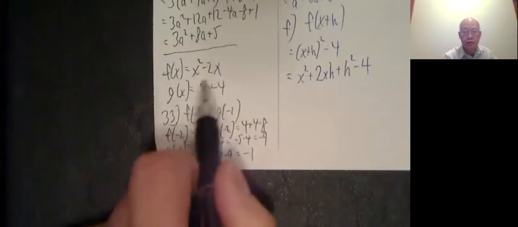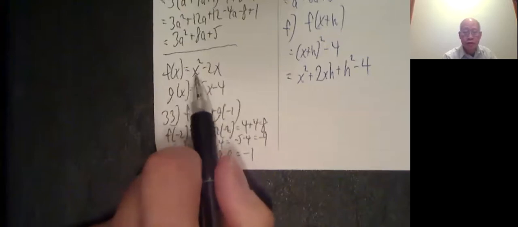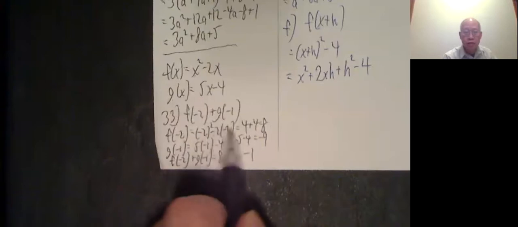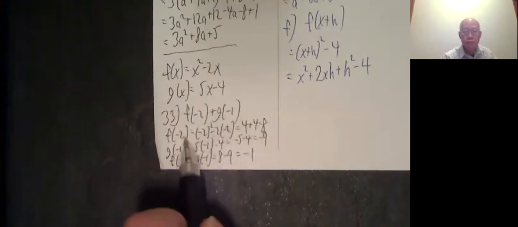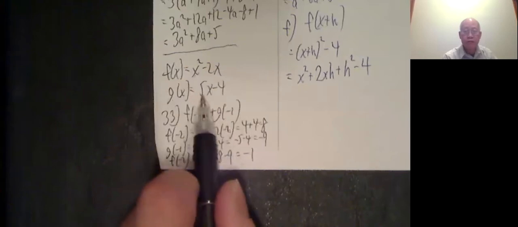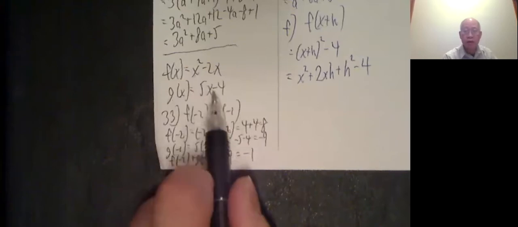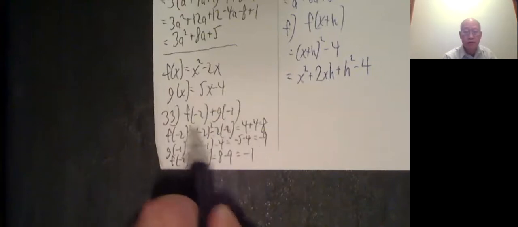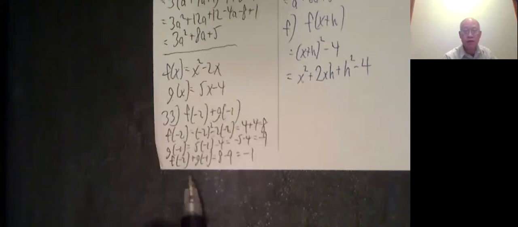So f of -2, put a -2 right there in parentheses, -2 squared minus 2 times -2. That's 4 plus 4 is 8. G of -1 means put a -1 right there. 5 times -1 is -5. Minus 4 is -9. Okay, so f of -2 plus g of -1 means just take this answer and this answer, put them together. So 8 minus 9 is equal to -1.